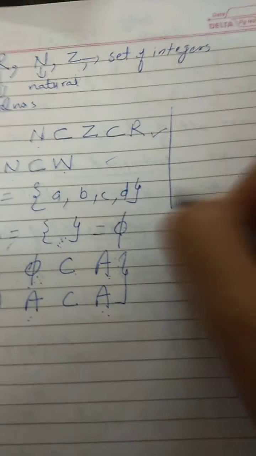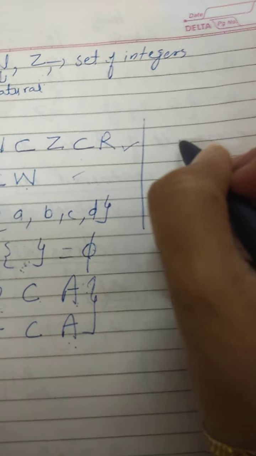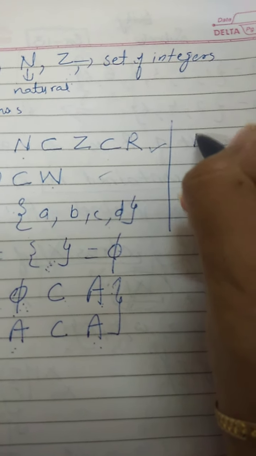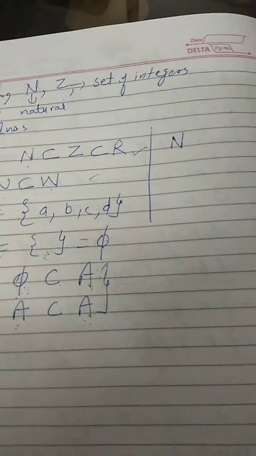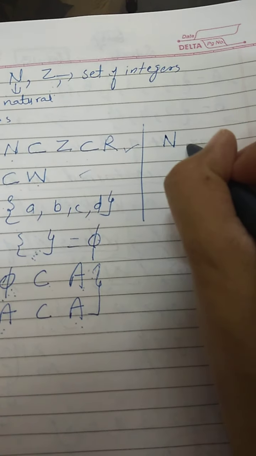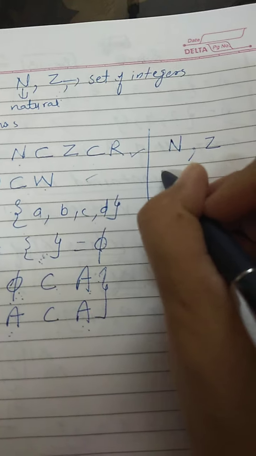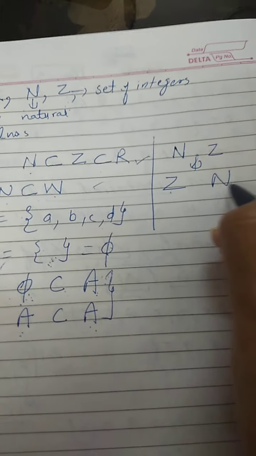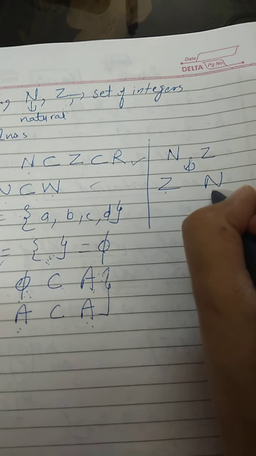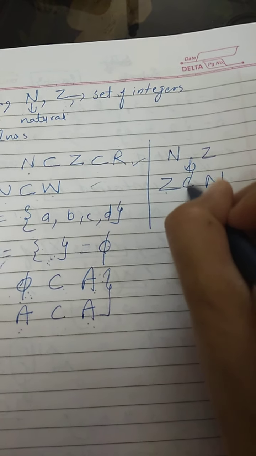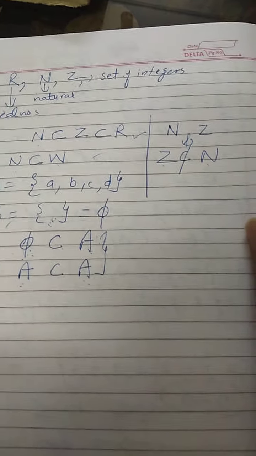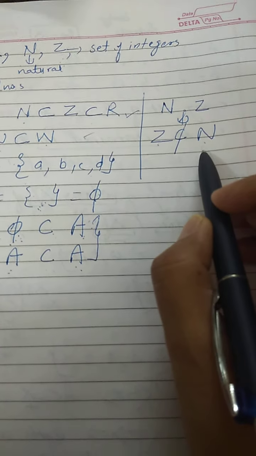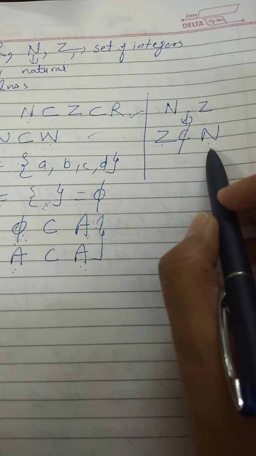Now if I make the relationship between, let us say, natural numbers and integers, in such a way, integers and natural numbers, is the set of integers a subset of natural numbers? No, it is not. So we will write it in this way, that the set of integers is not the subset of the set of natural numbers.